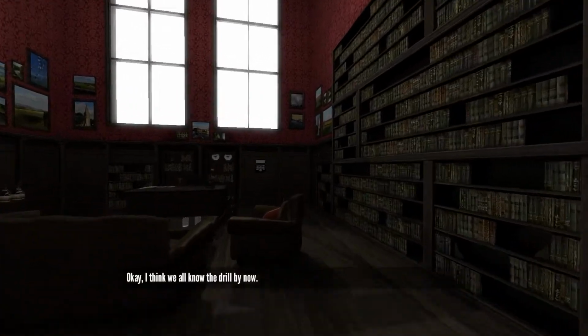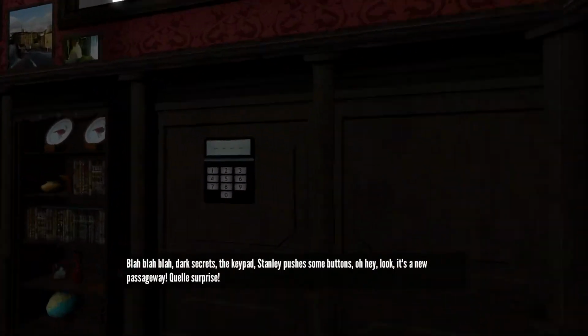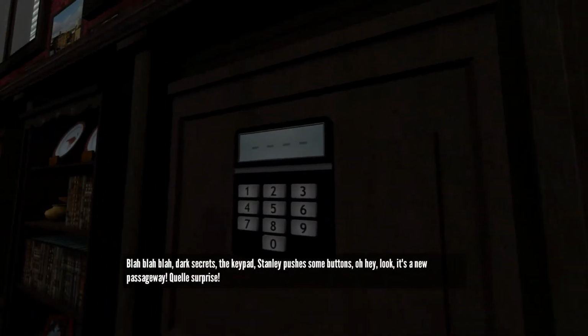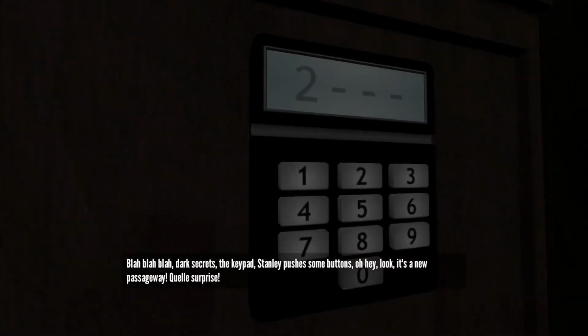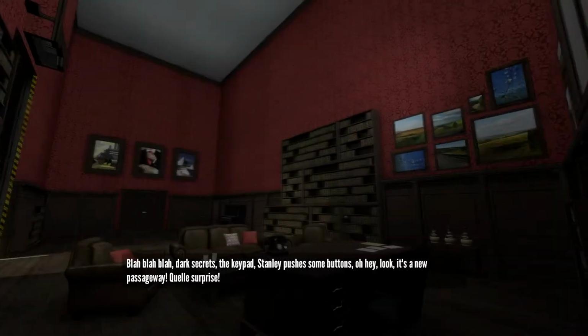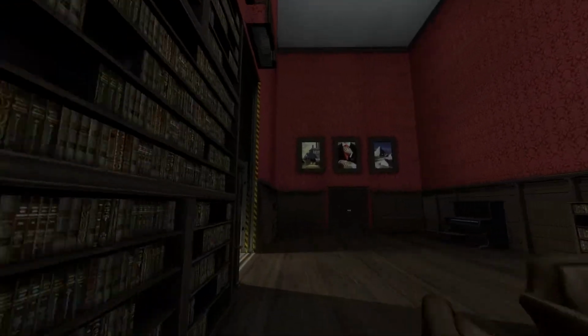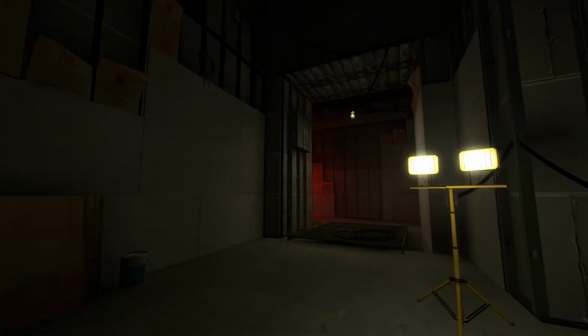Okay, I think we all know the drill by now. Blah, blah, blah. Dark secrets, the keypad. Stanley pushes some buttons. Oh, hey, look, it's a new passageway. Quelle surprise. Never mind then. Thank you.